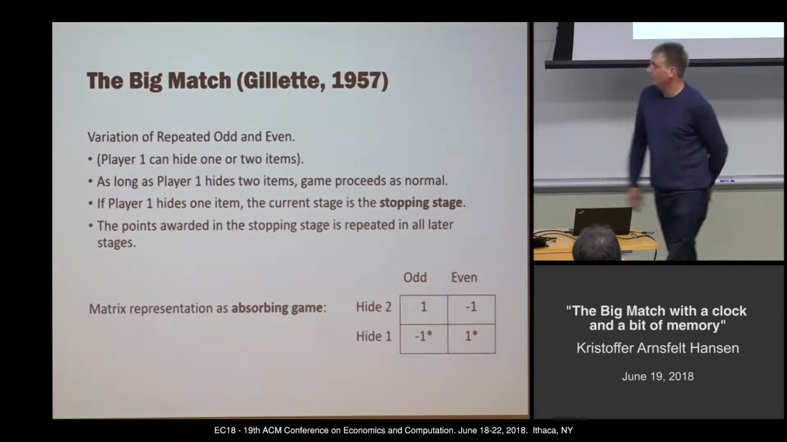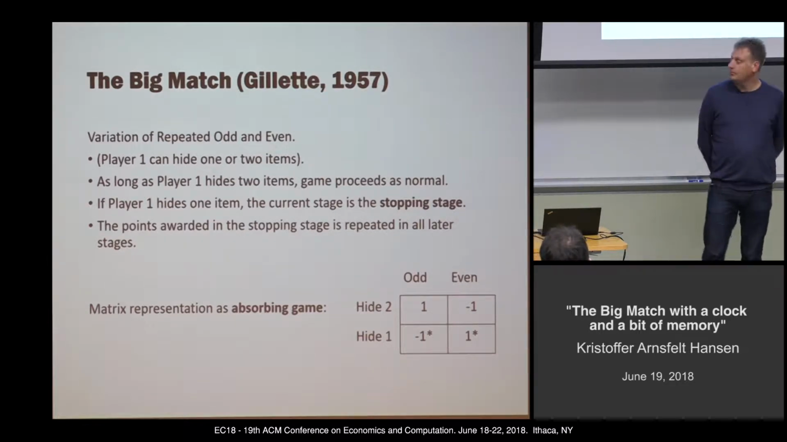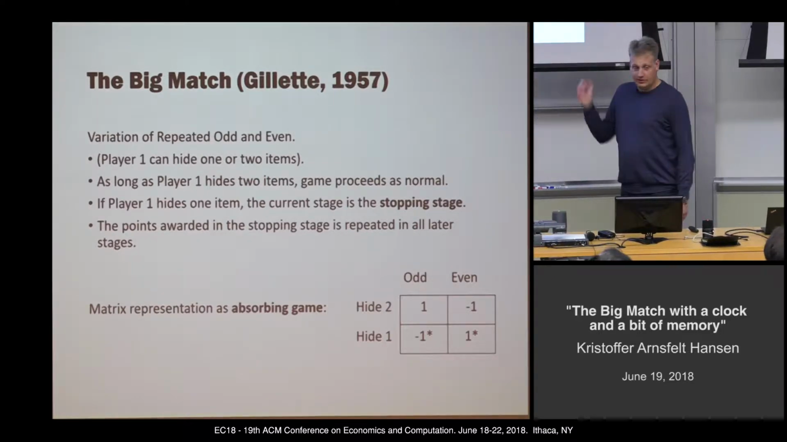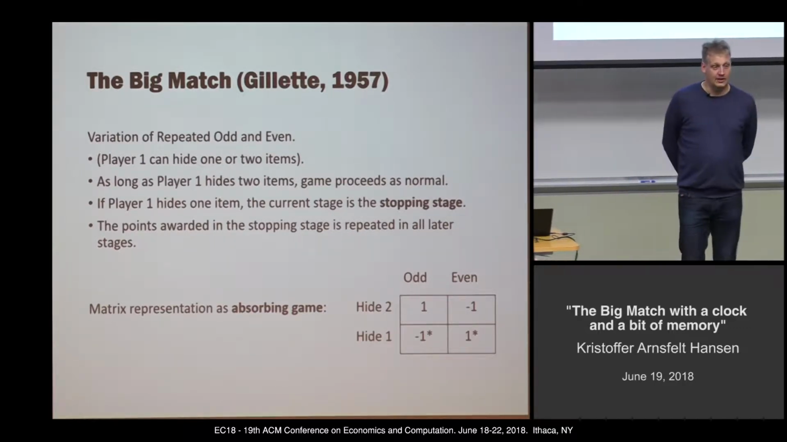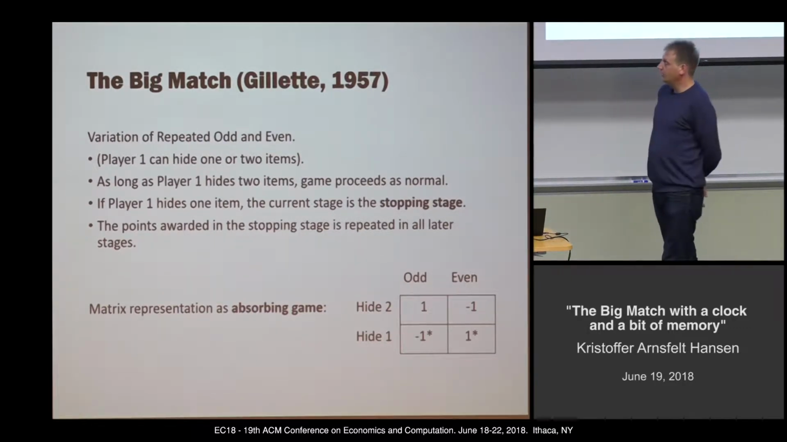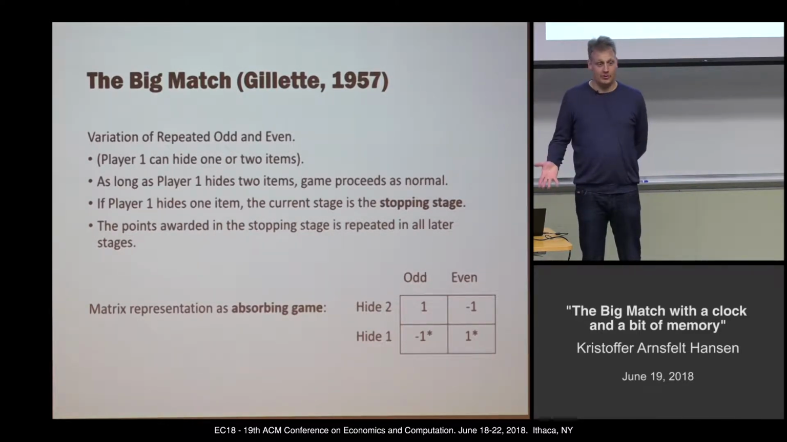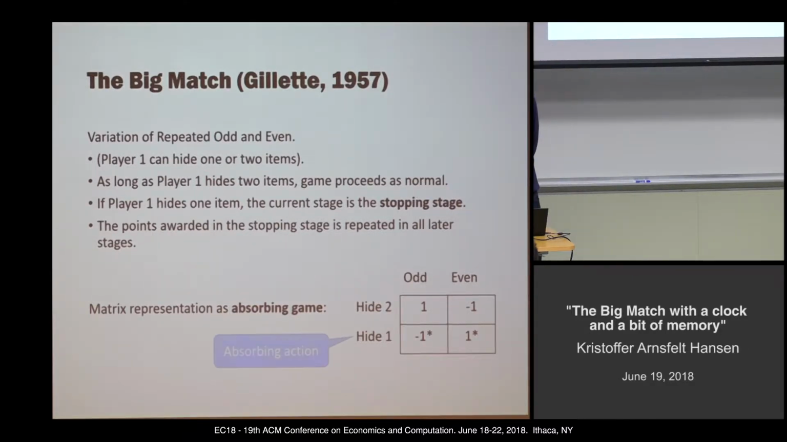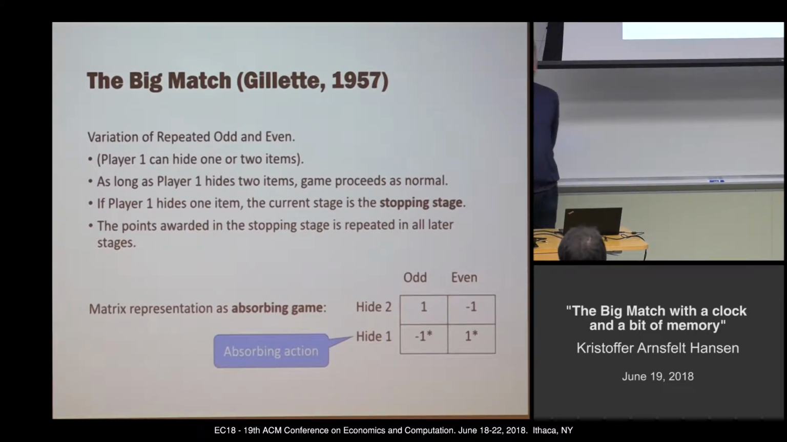You can make a matrix representation, and you can imagine generalizing that, and that's called an absorbing game. So it's just like a matrix game, but now we have some elements which have received a star, and that means that if the outcome of the game is in that particular entry, then that's going to be the actual average payoff assigned to the game, or the payoff per round from now on ever after. In the big match, I'm going to denote the action of hiding 1 item as the absorbing action. I will not talk about the actual number of items hidden.